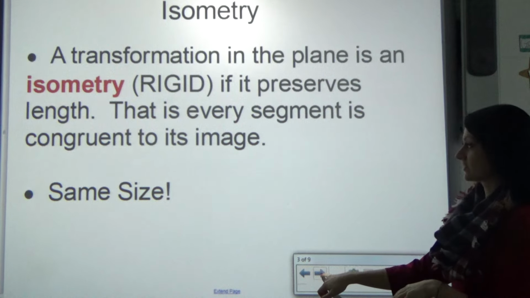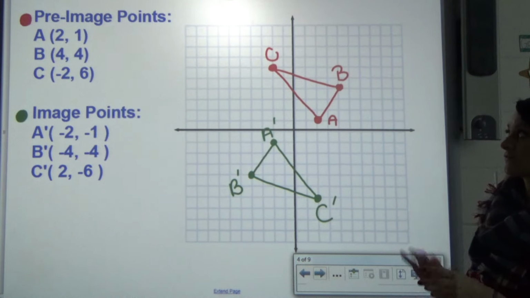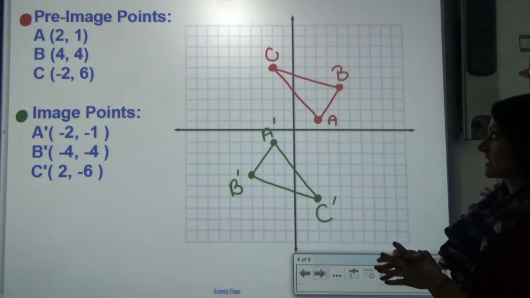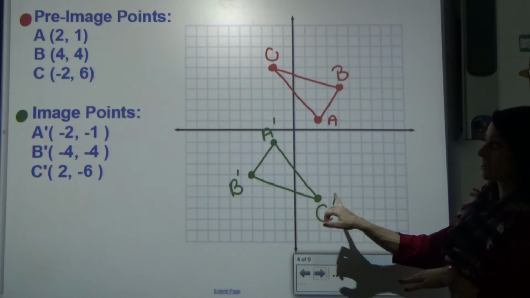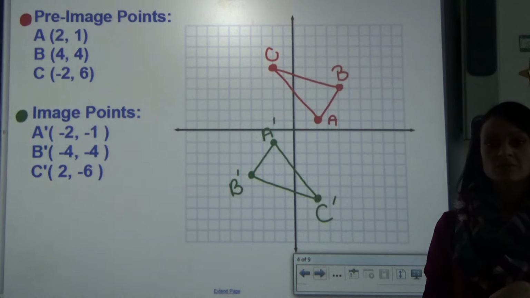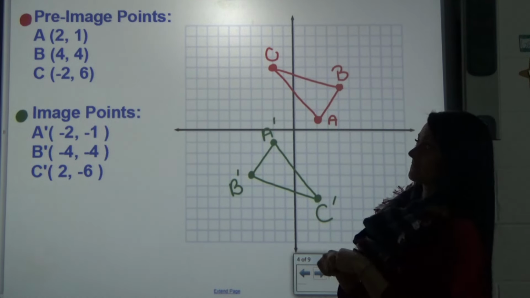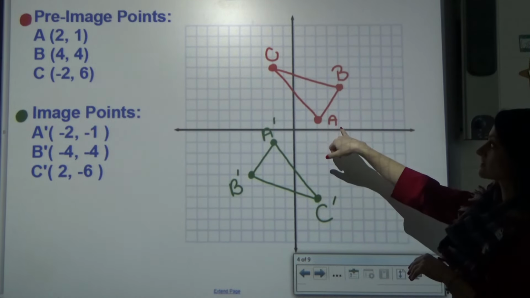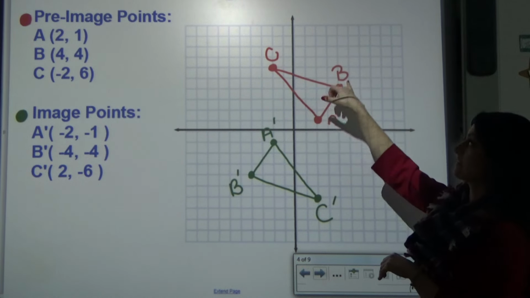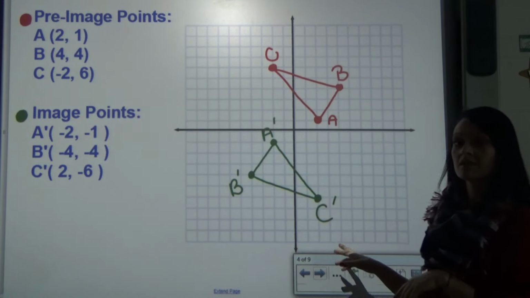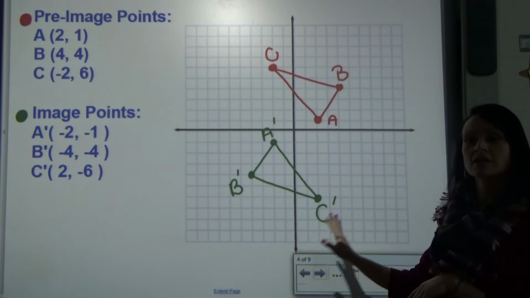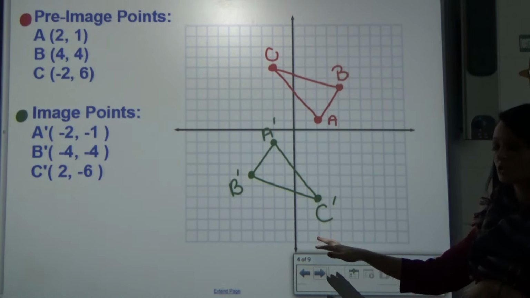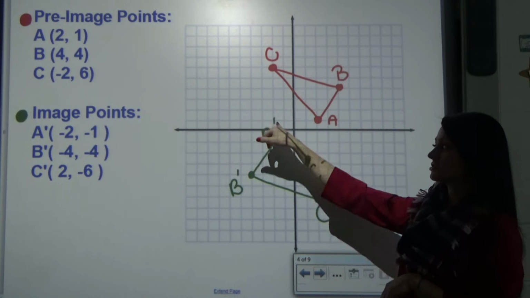And we're going to look at a couple examples. So if you look at this, my pre-image I drew in red, and my image I drew in green. There's a couple of things I need you to notice right off the bat. All of my pre-image points are just listed as A, B, and C. But my image points, in order for us to know just by looking at this picture that green is my image, use this prime notation.